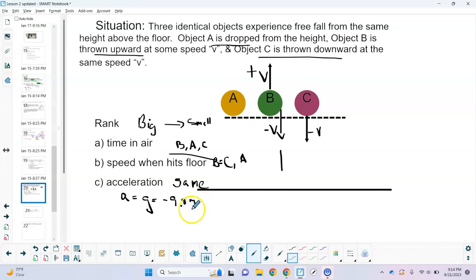meters per second squared. Okay, so I'm going to stop there and we will pick up the last part of this lesson, which is dealing with solving free fall problems.